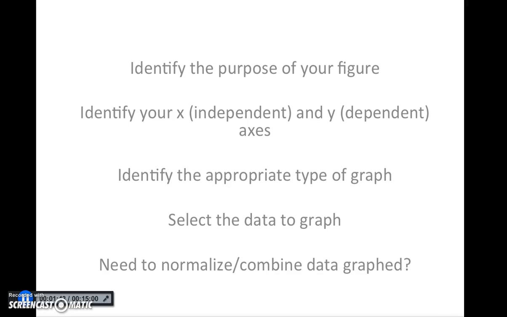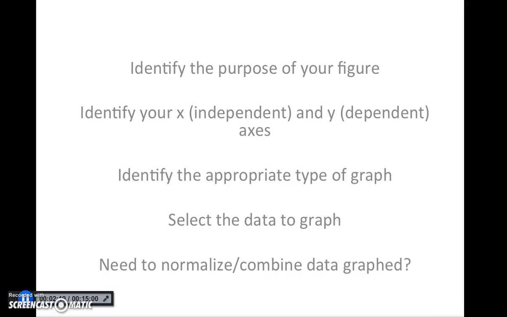Now, how to identify the appropriate type of graph? That really is all dependent upon your x-axis. If your x-axis is quantitative, it's numerical data that relates to each other, you're going to choose a scatter plot. If it's categorical, so not numerical, that's going to force you to use a bar chart. So here, my x-axis is temperature. That's numerical, I've got 60, 70, 80. So I'm going to choose a scatter plot for this one. Then I'm going to select the data to graph and think about how to normalize or combine my data.